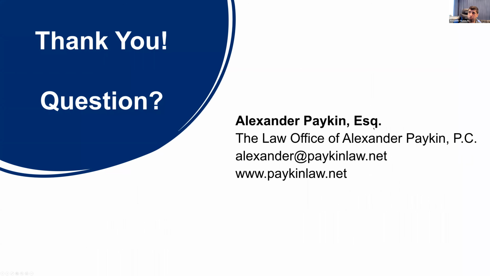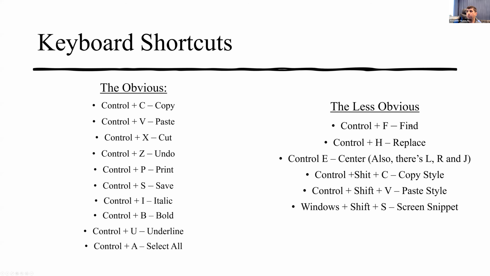Well, Control F you should know by now. Control H is find and replace in one shot. I don't use it personally a lot, some people do. Control L, R, J, and E are left justified, right justified, both sides justified, and Control E is center. That could be handy. Now Control Shift C and Control Shift V are the ones that you really need to know about because they are very, very cool.